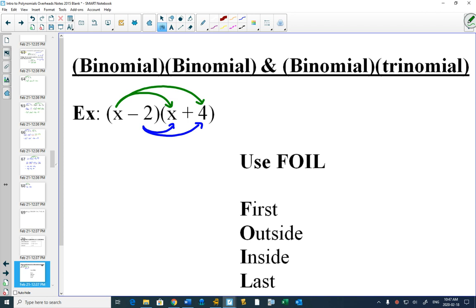And they've created an acronym to help us remember this. The first ones are multiplied together, the outside ones are multiplied together, the inside ones are multiplied together, and the last ones are multiplied together. First, outside, inside, last. So sometimes you'll hear me say, oh, we just need to FOIL this, because it spells the word FOIL, and it's just a mathematical way for solving this all out.